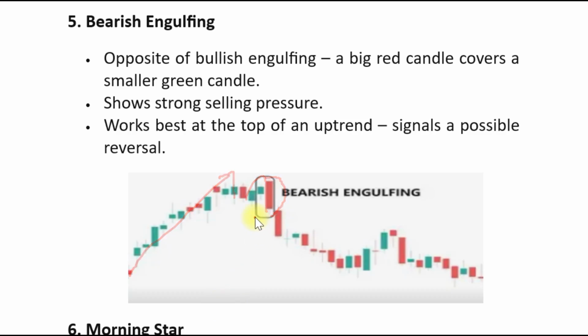Then we take a short sell position, entry here. Stop loss will be the high of the candle, entry will be the low of this candle, and the target will be 1:2. It tells us of strong selling pressure and the possibility of a trend reversal.